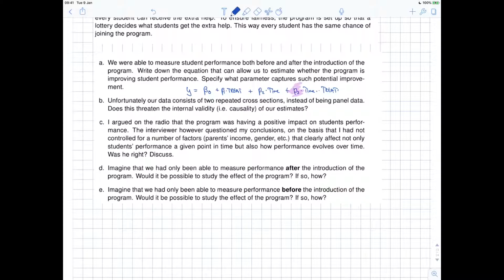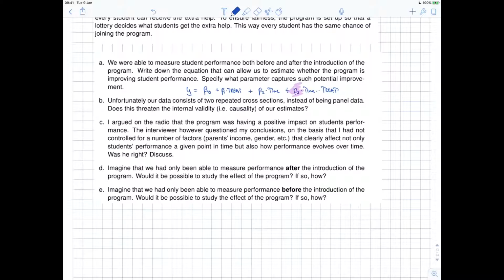Unfortunately, our data consists of 2 repeated cross-sections instead of being panel data. So repeated cross-section means that I don't necessarily have the same students, okay? Could be a completely different set of students, okay? So I could be looking at students that are completely different. Does this threaten our internal validity? Causality of our estimate, or the parallel trend?